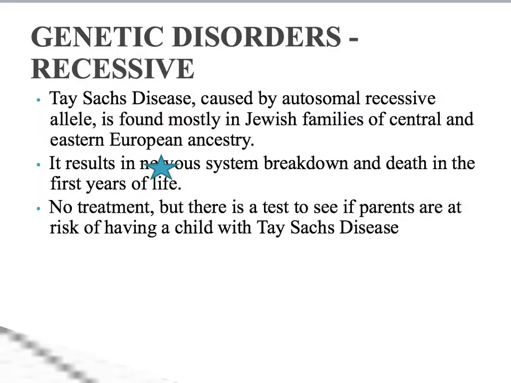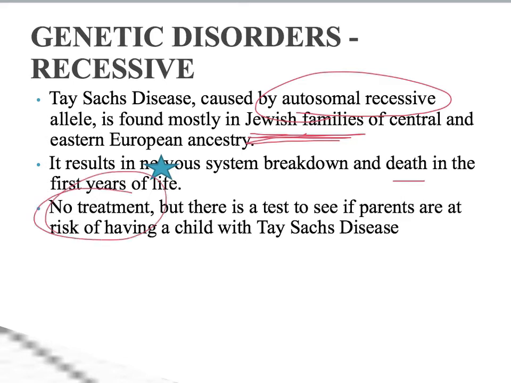Tay-Sachs disease is caused by an autosomal recessive allele, mainly in Jewish families. It results in nervous system breakdown and death in the first few years of life. There is absolutely no treatment for it, unfortunately, because it is hereditary and passed down. But there's a test to see if parents are at risk of having a child with it, and if they are, they've got a choice to make. Do they take a chance and have a child, or do they not?